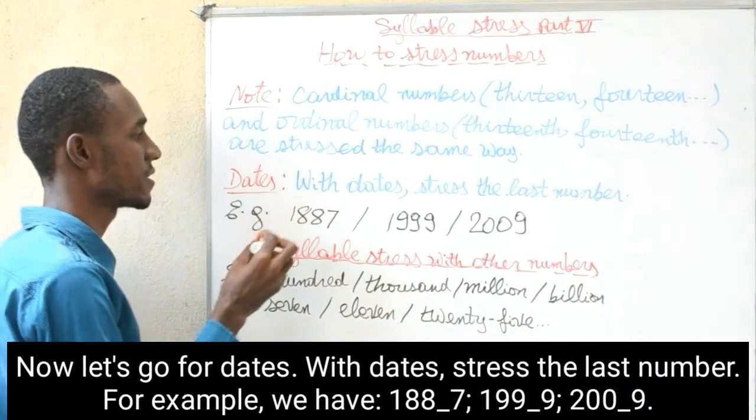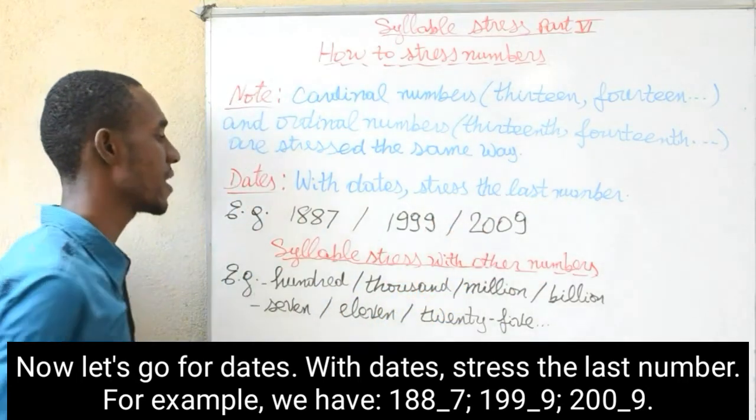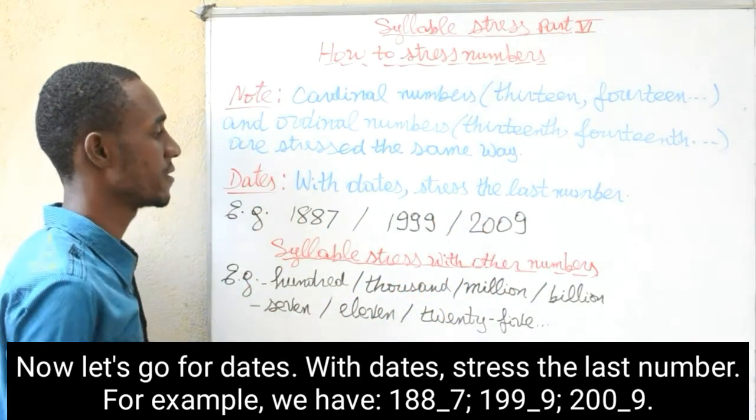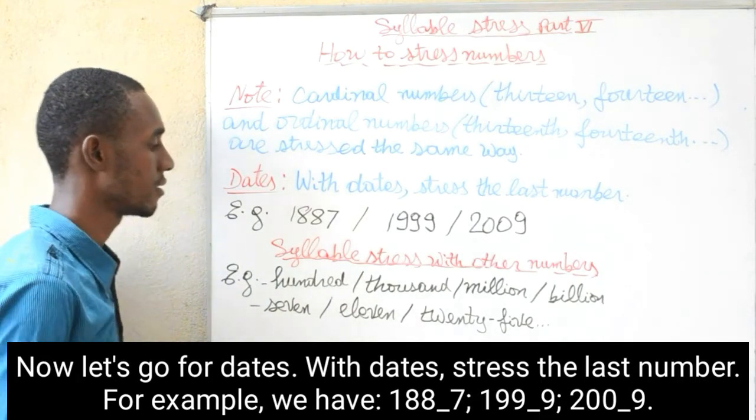Now let's go for dates. With dates, stress the last number. For example, we have 1887, 1999, 2009.